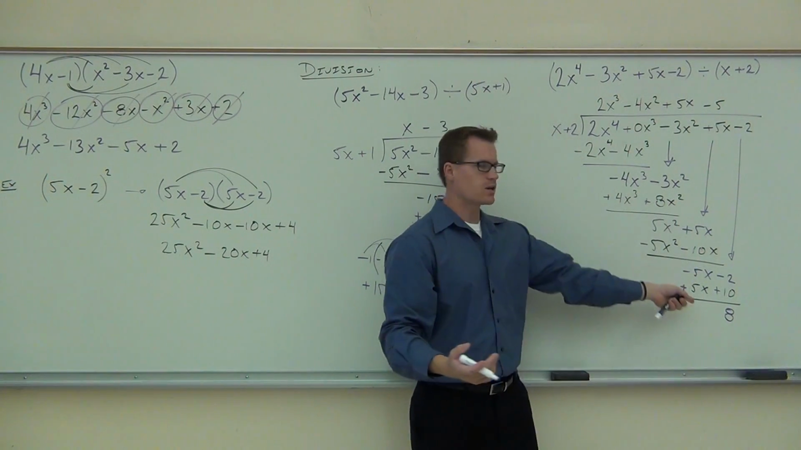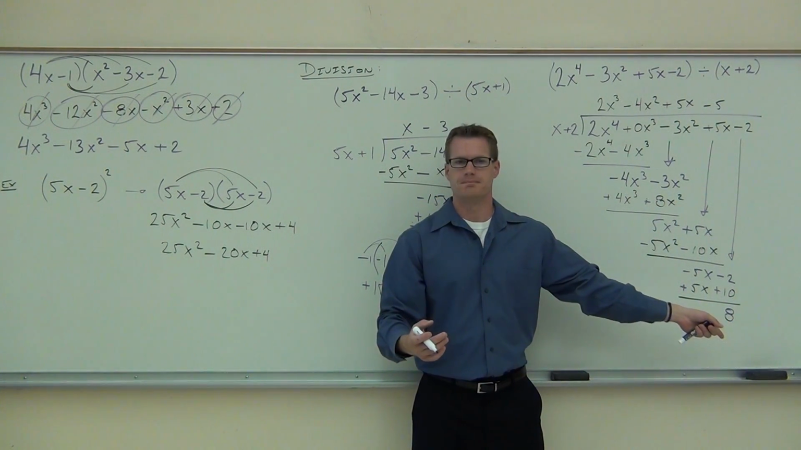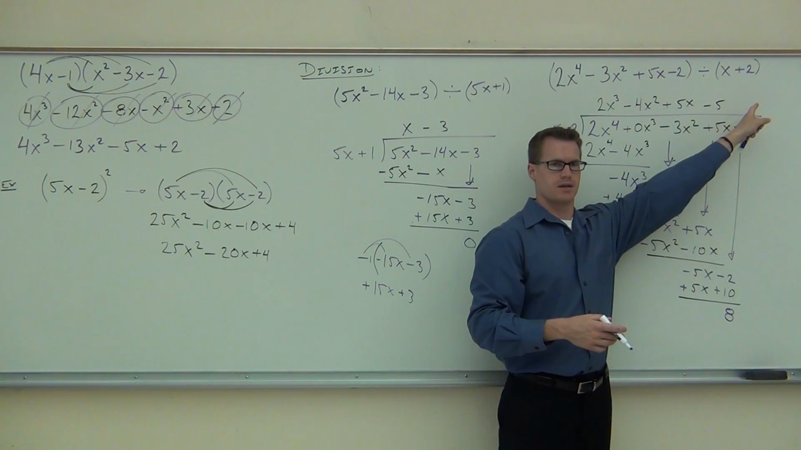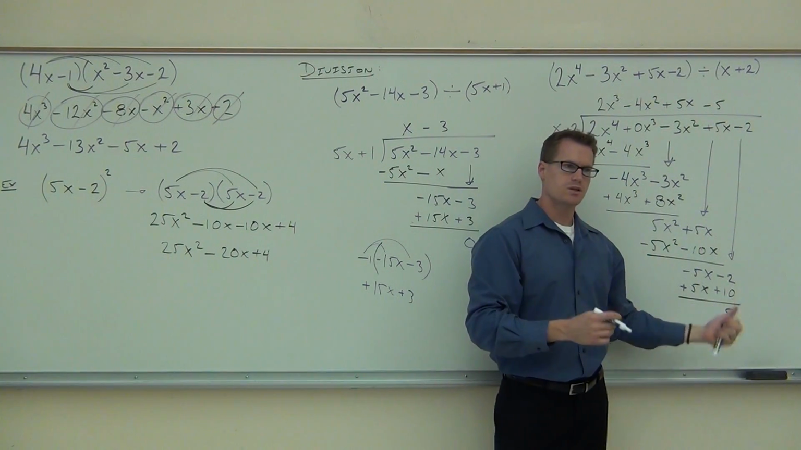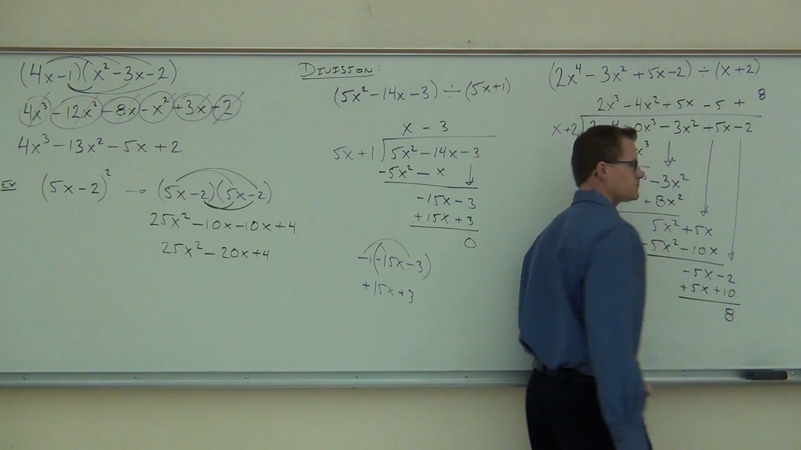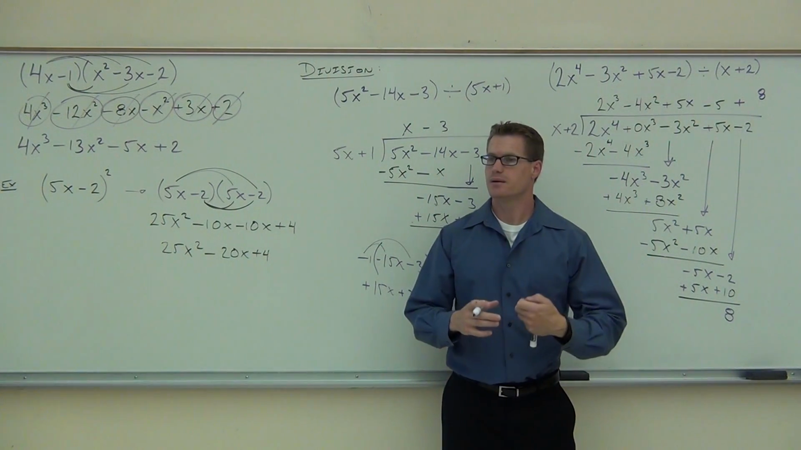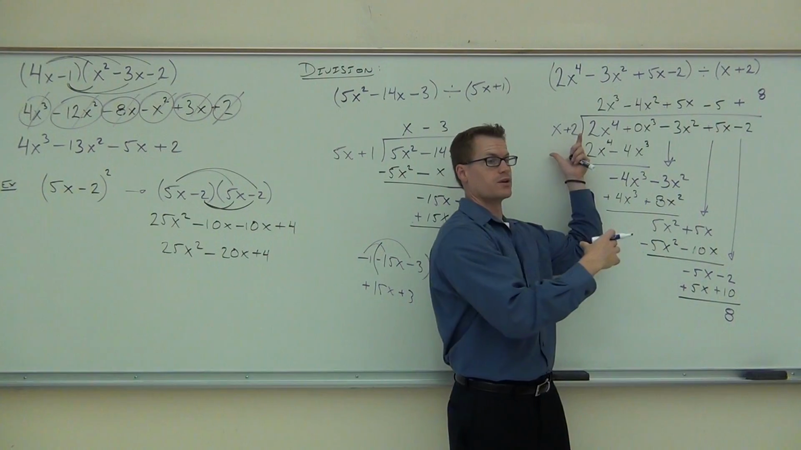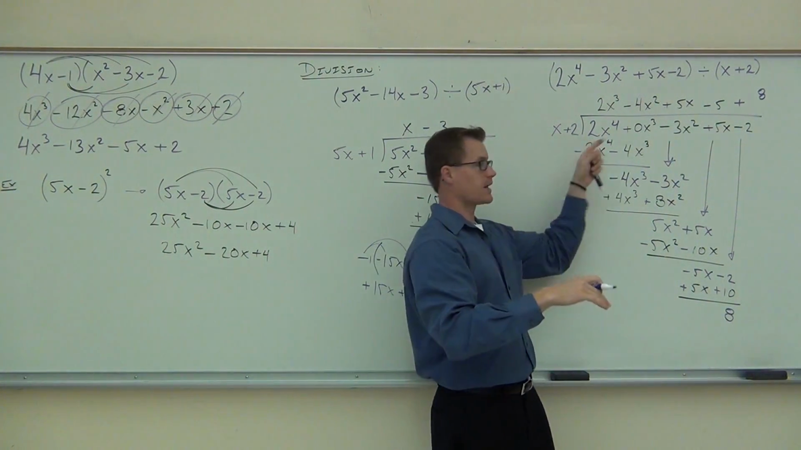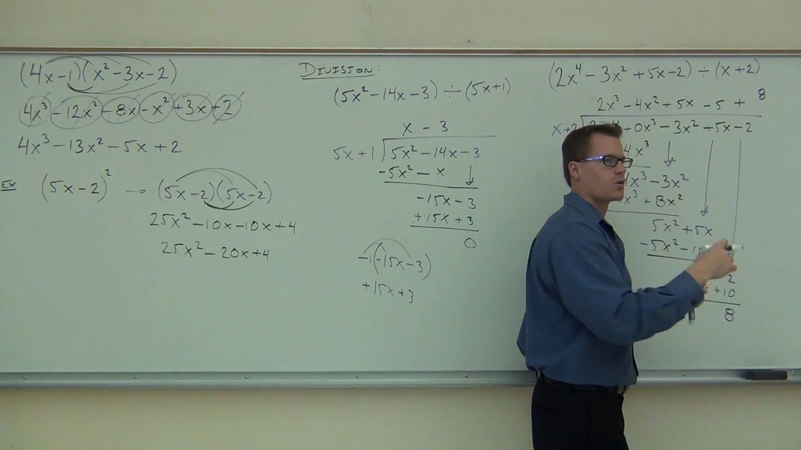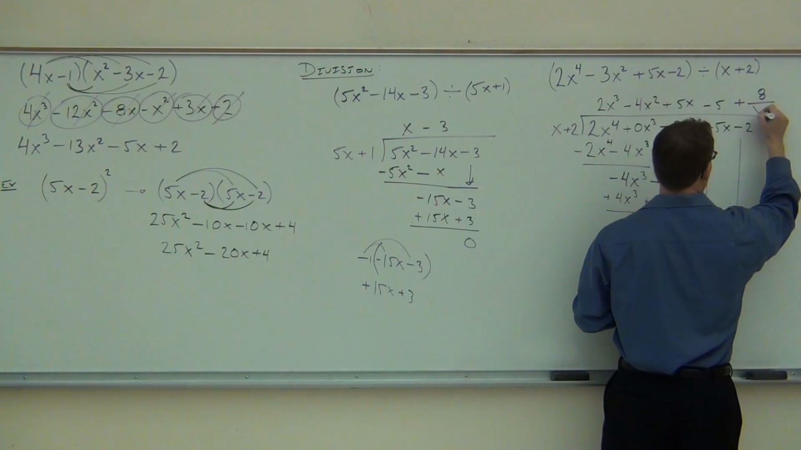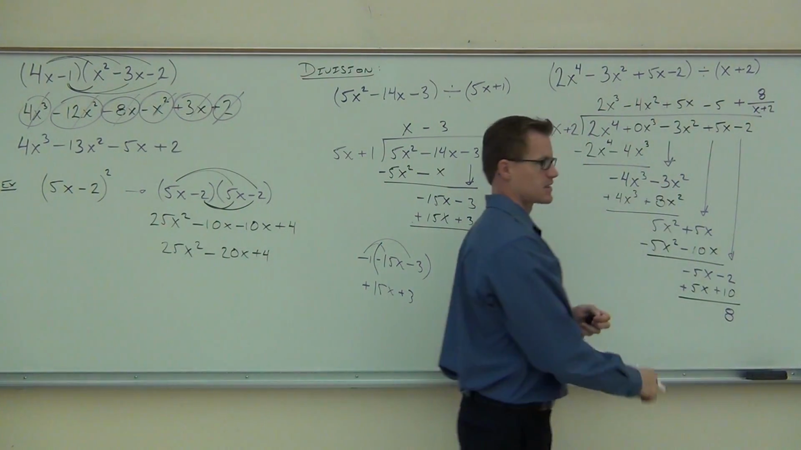Of course, x does not go into positive 8. So what do you do with the remainder? Well, depending on whether it's positive or negative, you're going to put a plus or a minus at the end of your quotient. Here we have a positive, so we're going to put plus 8. And then you divide by your divisor over here. So we put the 8 right over x plus 2, and then you're done. That's how you deal with the remainder in long division of polynomials. Put your remainder over x plus 2, because that's what you're dividing by.